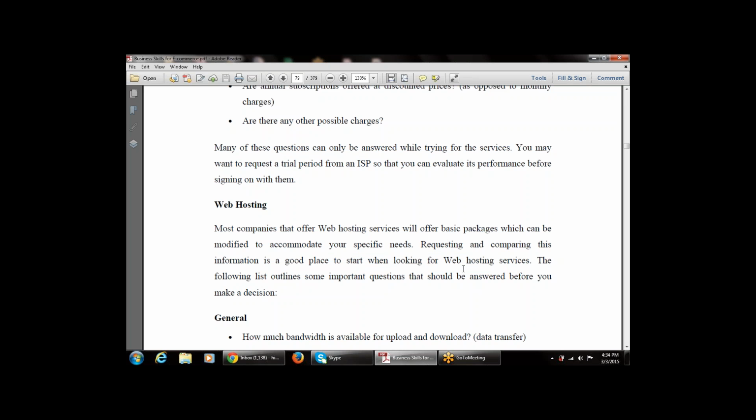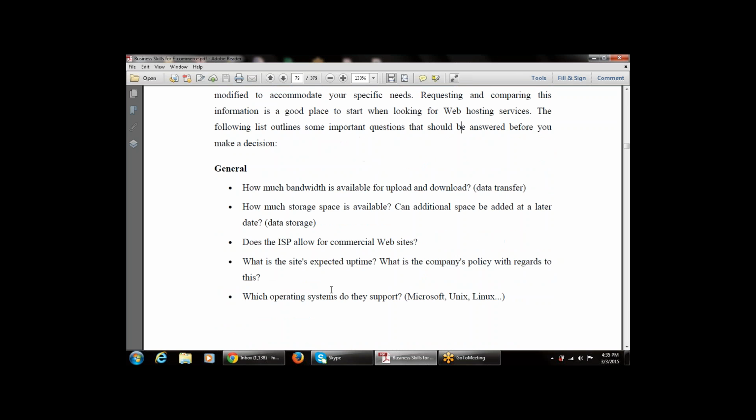The following list outlines some important questions that should be answered before you make a decision. So we have discussed various questions based on web hosting. That is, what are the types of questions that must be answered before making a decision for web hosting. There are different kinds of questions, and these questions are divided into multiple parts.